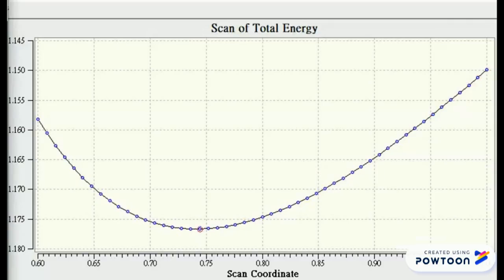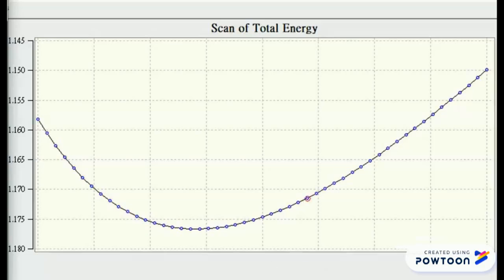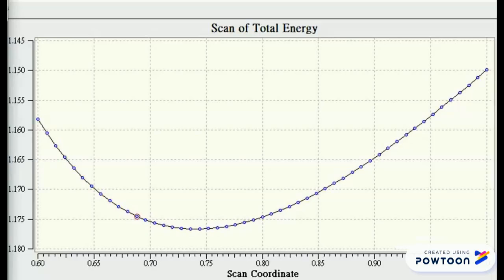Next, it plots the graph. Notice when the distance was pulled too far apart, the energy levels increased, and when they were pushed too close, the energy levels also increased.